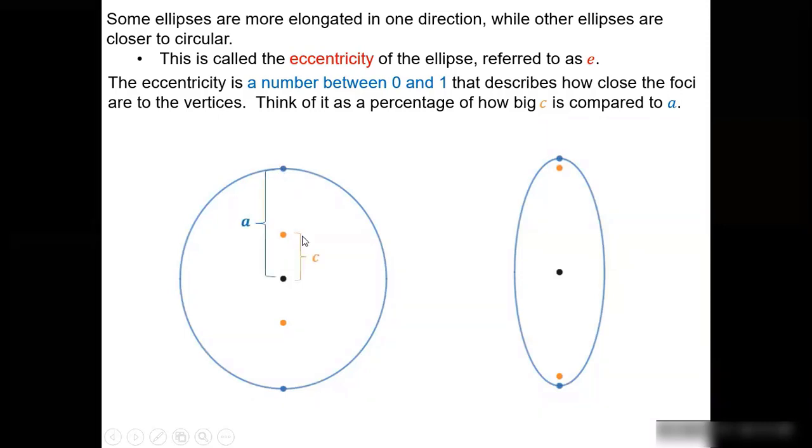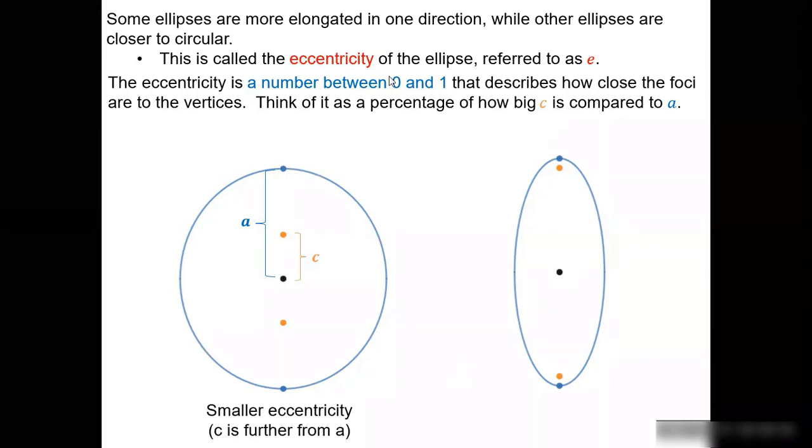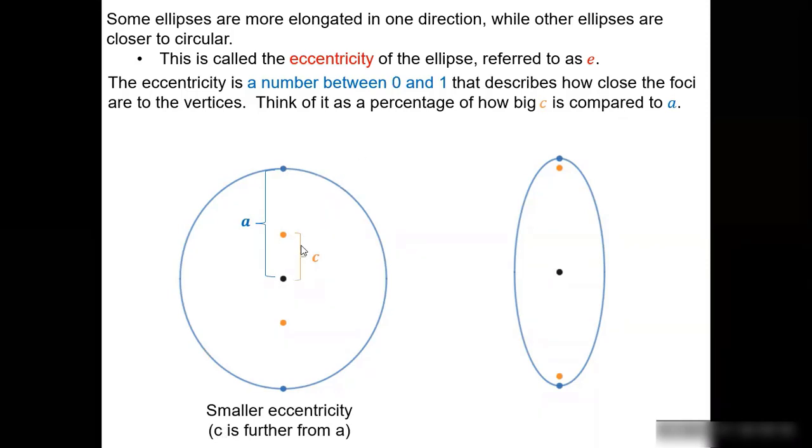So if we take a look at this first one, we should realize that C is the distance from the center to the focus, while A represents the distance from the center to the outer edge or to the vertex. The eccentricity can be found by comparing how big C is to A. So we should realize that this one here has a smaller eccentricity because C is actually further from A, as opposed to the one on the right, where we recognize that C is pretty close to A.